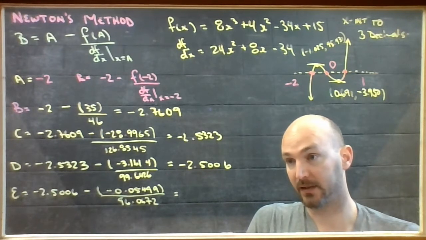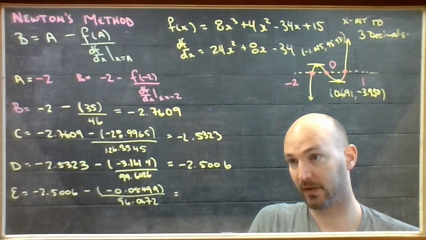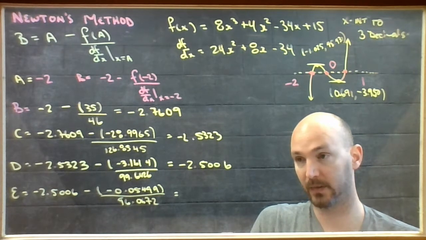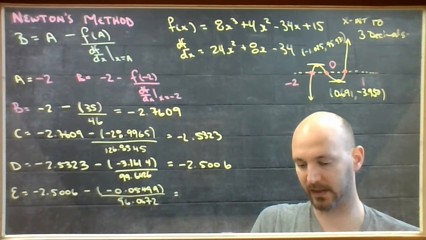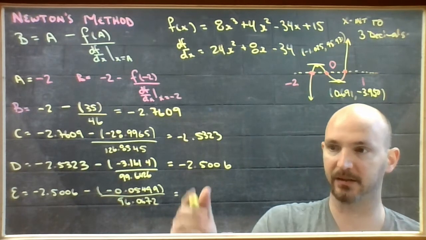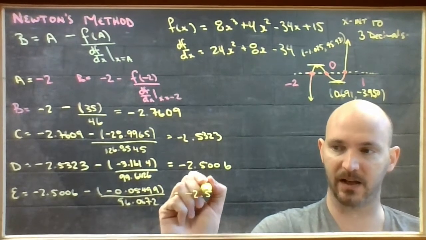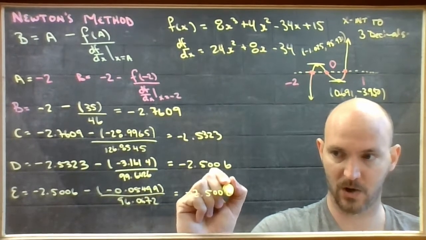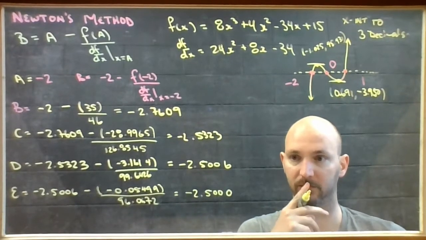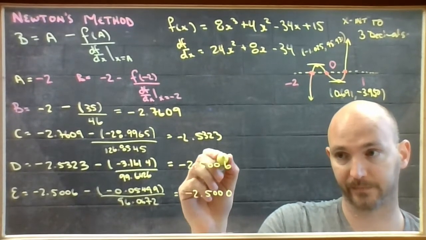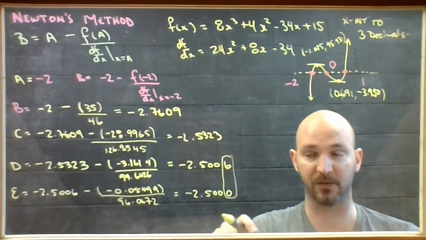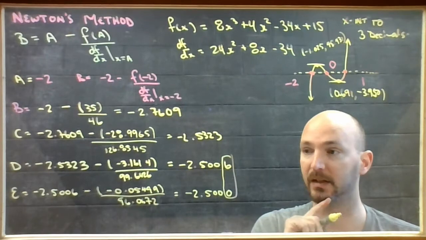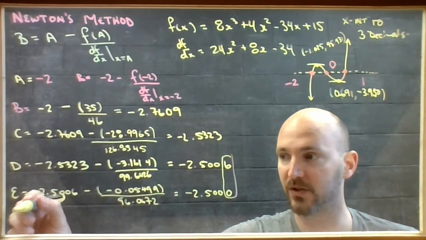We're going to be adjusting this last digit back here. So park that thing in the denominator times negative 0.05499. Take my last guess, which is negative 2.5006, and subtract that answer. Gives me negative 2.5000. Alright, now I've got an error there, right? I don't have quite a match in my 4th digit, but I'm good to 3 digits. So I'm going to do one more iteration just to be sure.